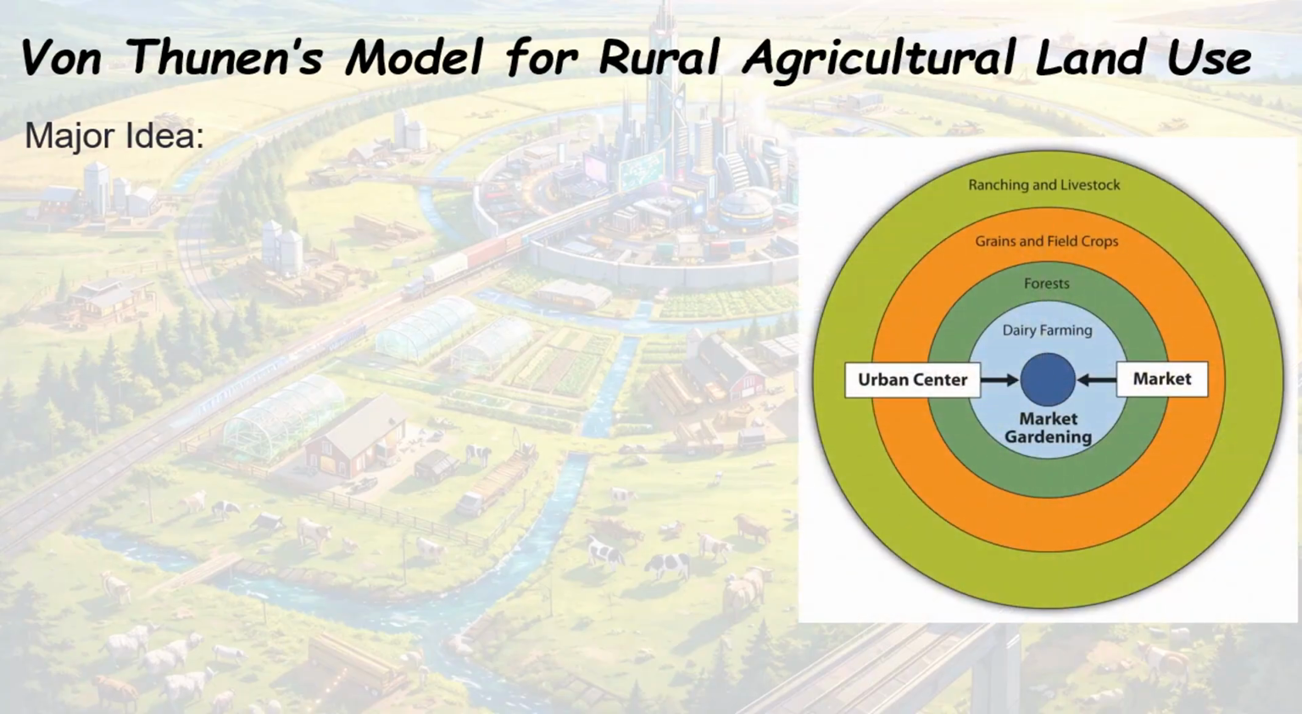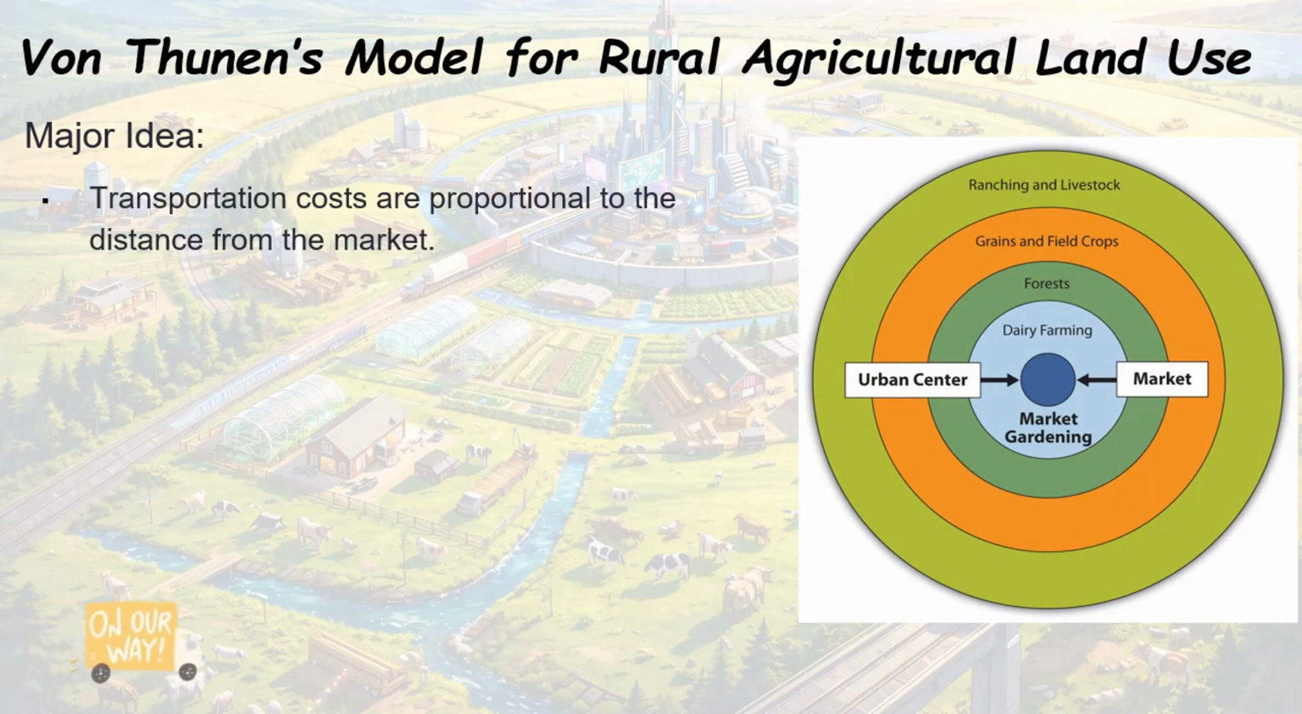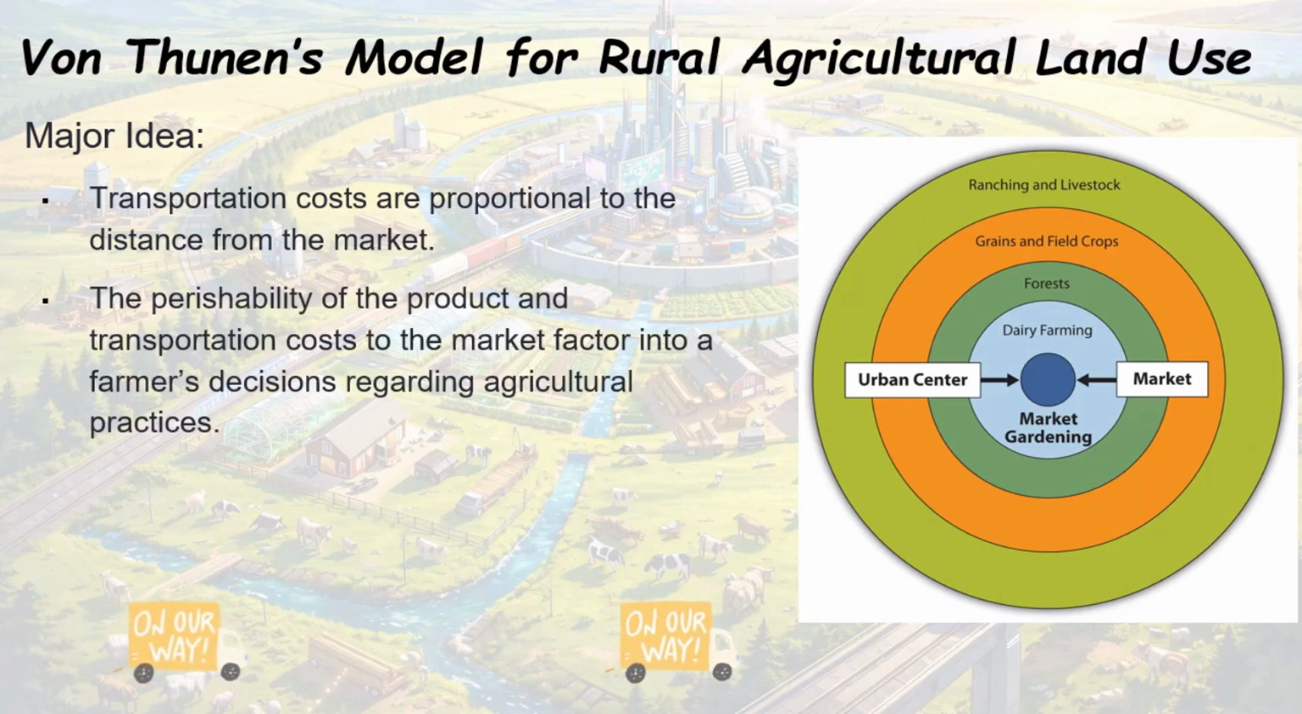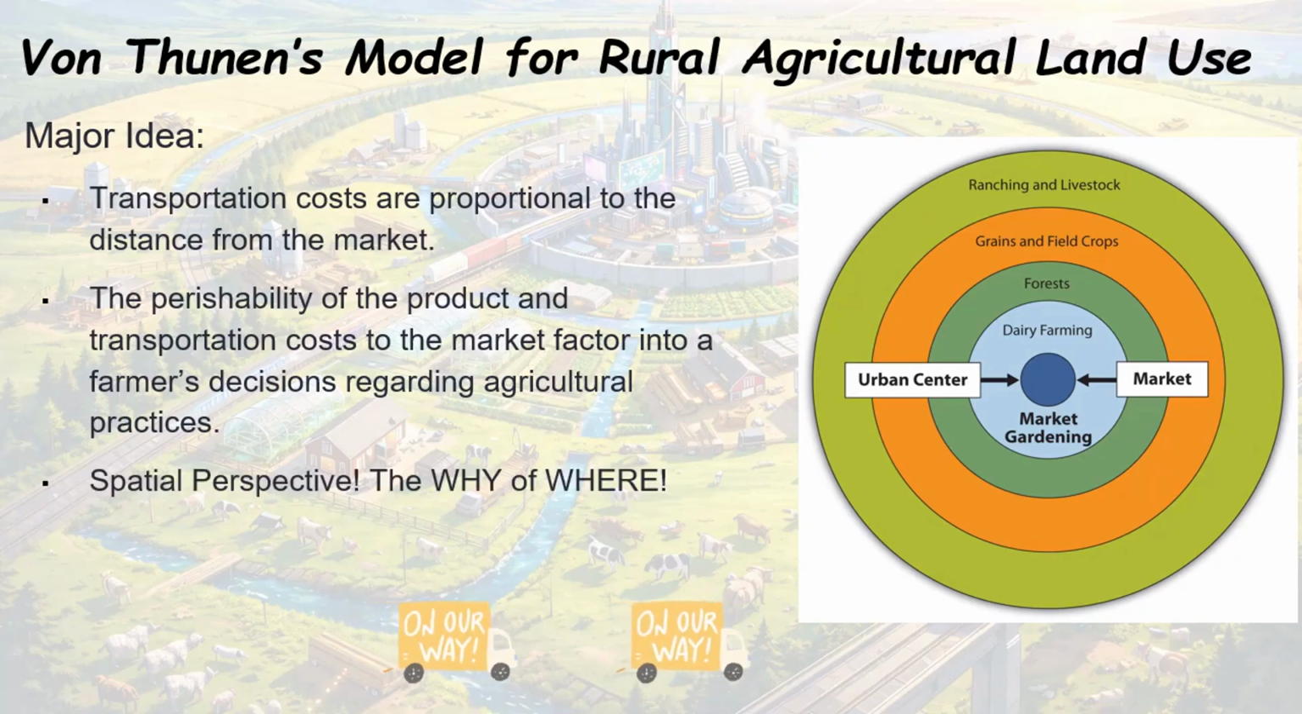Transportation costs increase with distance from the market. The farther you go, the more expensive it gets to move your goods. That's it. That's the engine driving the whole system. Perishable products, like dairy and fresh vegetables, can't afford to be far away because they spoil fast and cost more to transport, so they stay close to the market. Durable products, like grains or livestock, can survive longer trips, so they're pushed farther out.